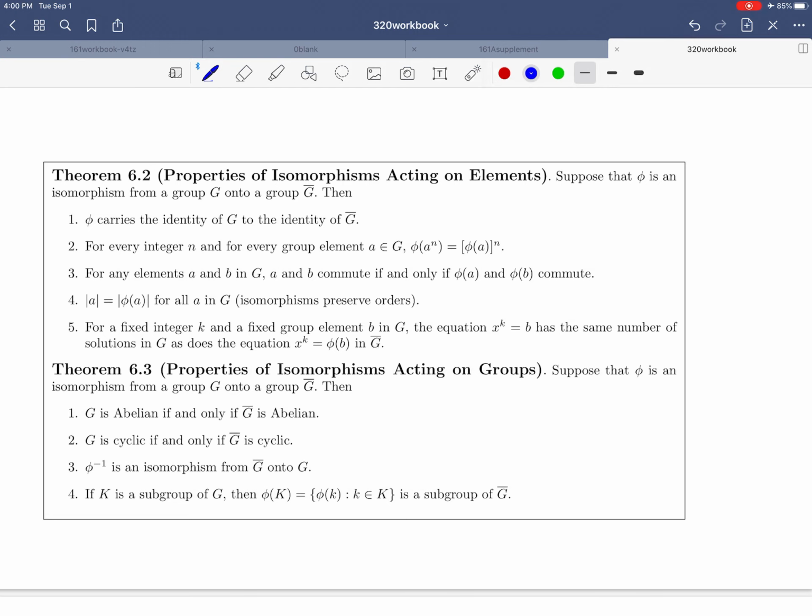So if you have two groups that are isomorphic, G and G bar, and phi is our isomorphism from one to the other, then phi will take the identity in G to the identity in G bar. So the identity gets mapped to the identity. For every integer n and every group element a, phi of a to the n is the same as phi of a, the whole thing, to the n. So taking powers of an element in G or in G bar doesn't matter. They carry across.